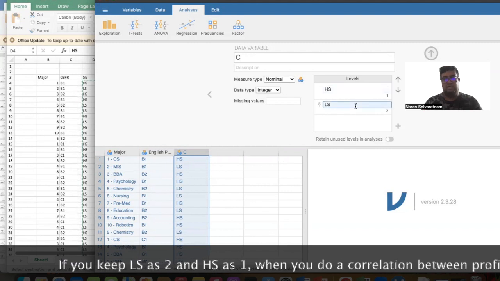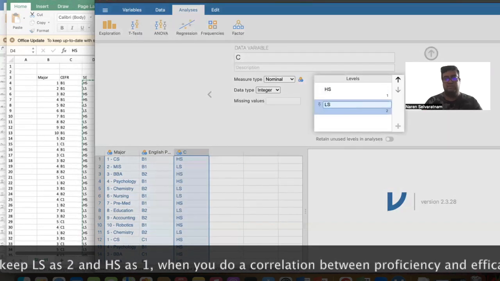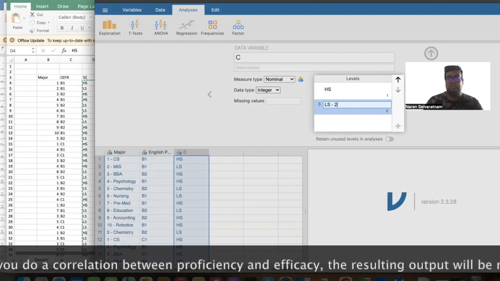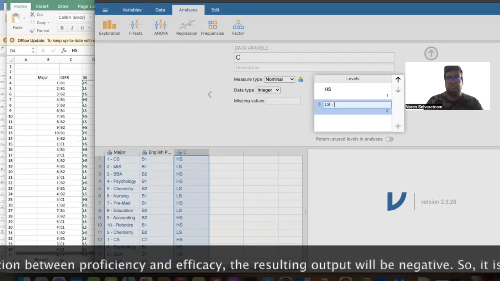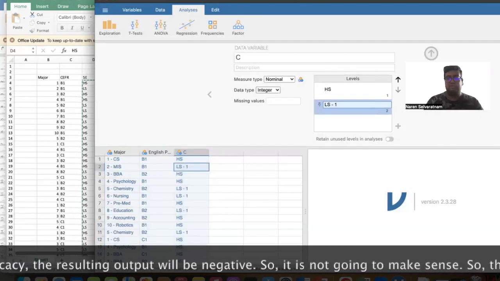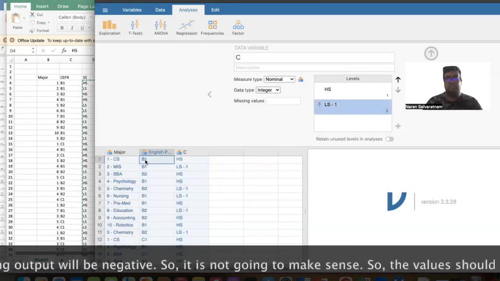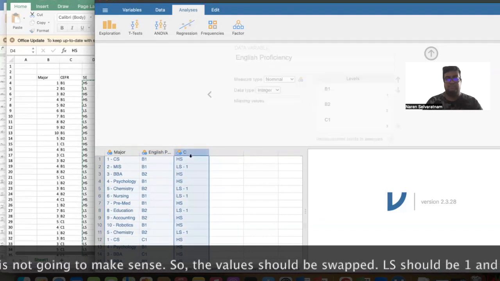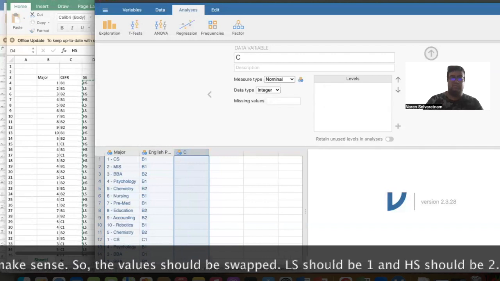But I need to change this. Higher efficacy has to be 2, low self-efficacy has to be 1. Let's see whether I can actually change it. Okay, no, I can't change it. I need to remove this.